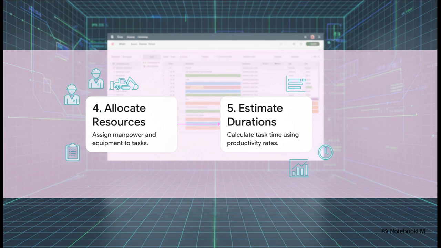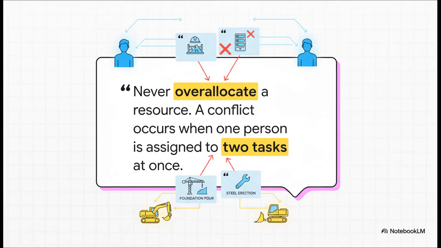And then step 5 flows right from that. Based on those resources and how productive they are, you can estimate how long each activity is actually going to take. And listen, here's a golden rule that every single seasoned project management professional, or PMP, lives by. You never, ever overallocate a resource. You literally can't assign one engineer or one crane to be in two places at once. I know it sounds obvious, but you'd be shocked how often this happens. It's a classic mistake that creates instant bottlenecks, so always check for those resource conflicts.